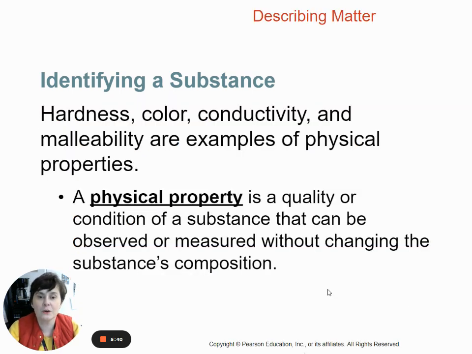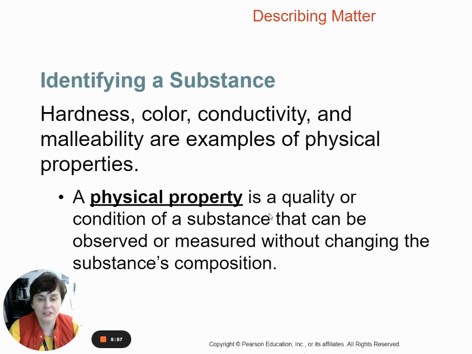Things like hardness, color, conductivity, malleability. Some examples of physical properties. Again, you might have heard of the difference between physical and chemical properties. We're looking at physical right here. A physical property is a quality or condition that can be observed without changing the substance's composition.